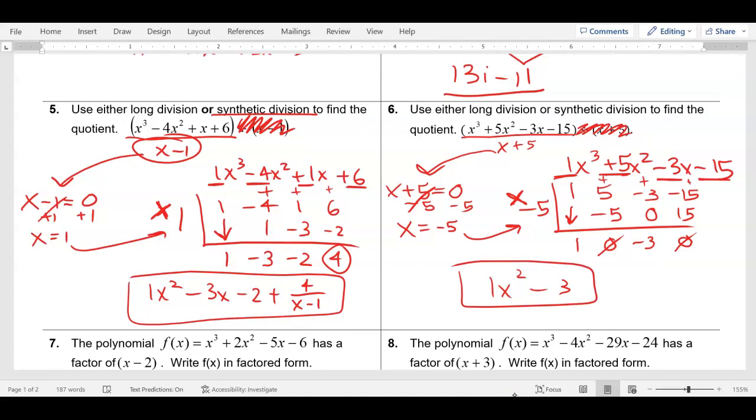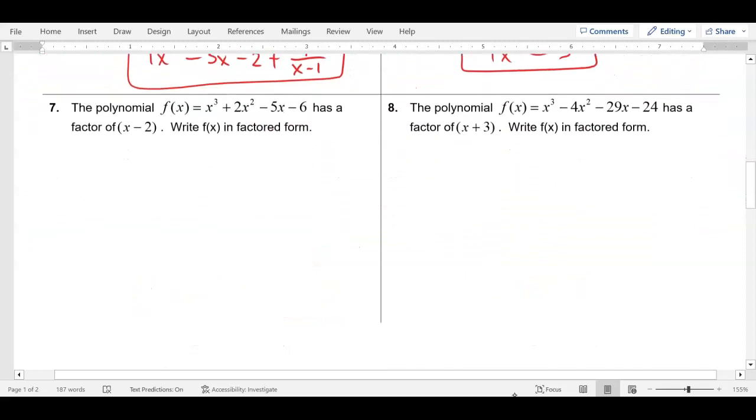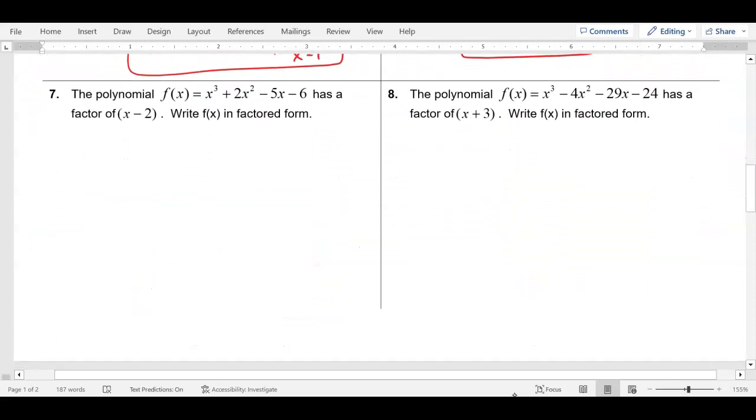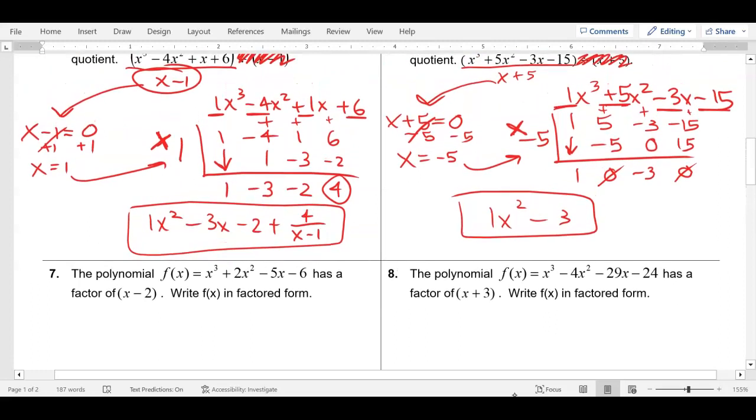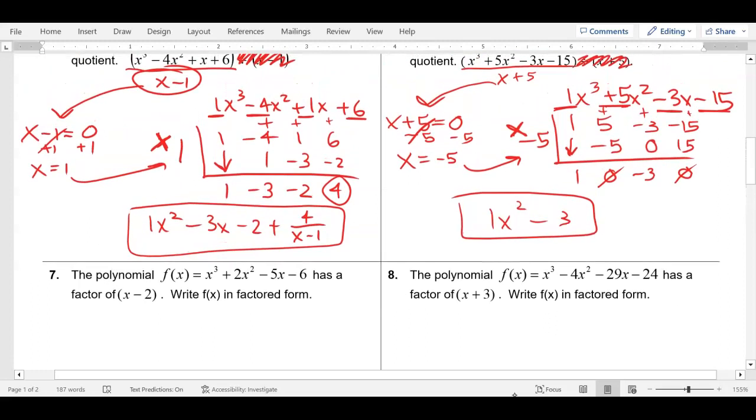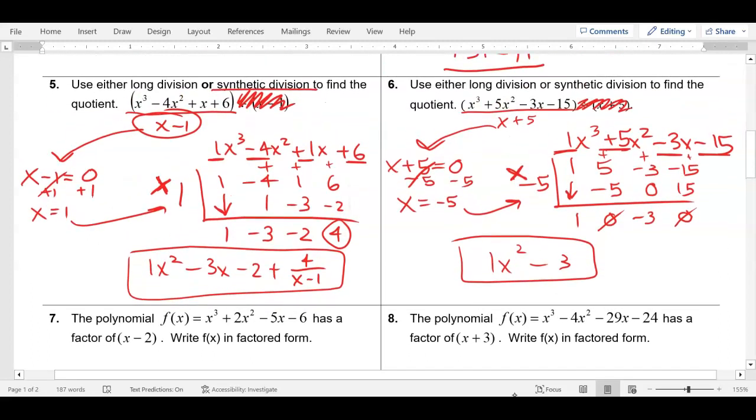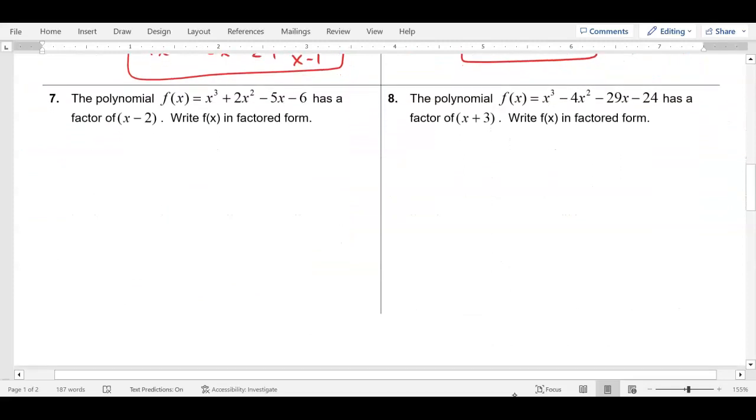Cool. Now, 7 and 8, same idea. Okay, so this has a factor of this. We need to write it in factored form. Now, we're going to do what we just did, but then we got to do our additional step to write it in factored form.